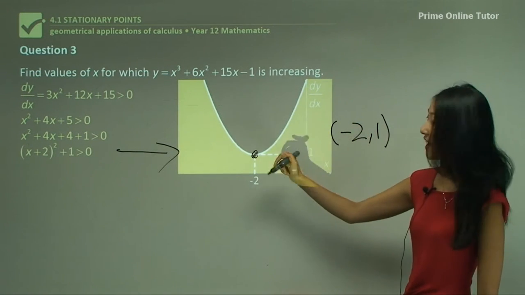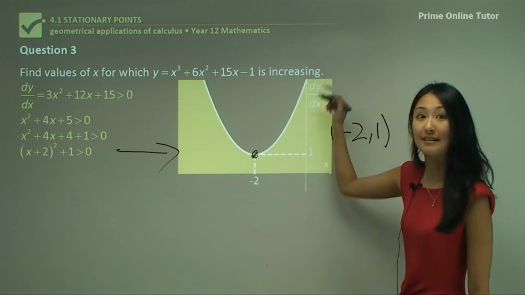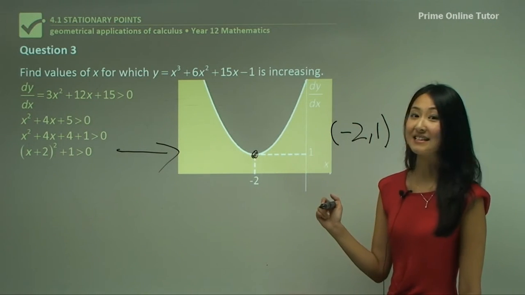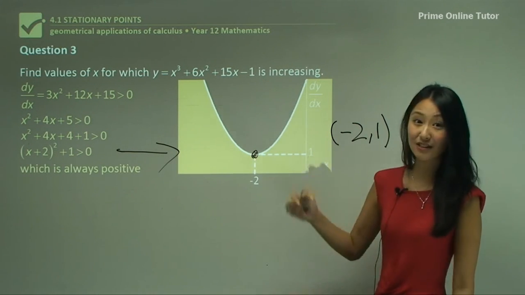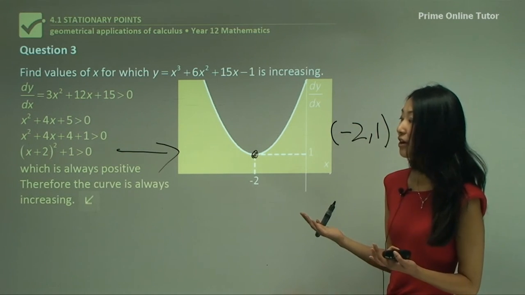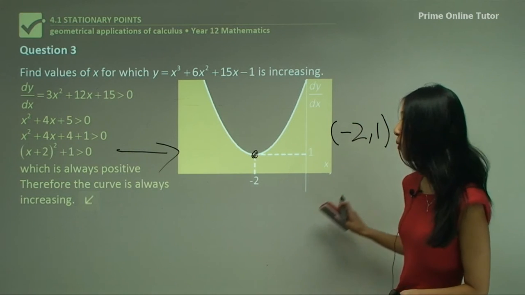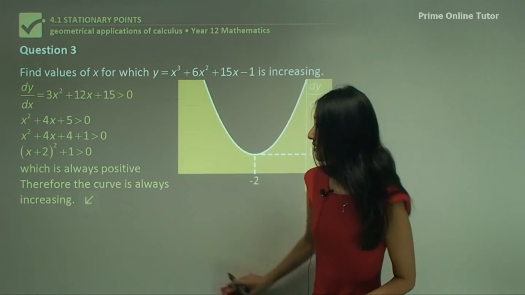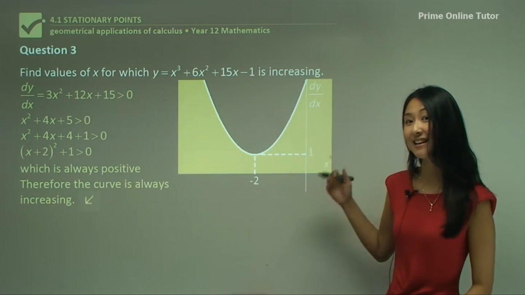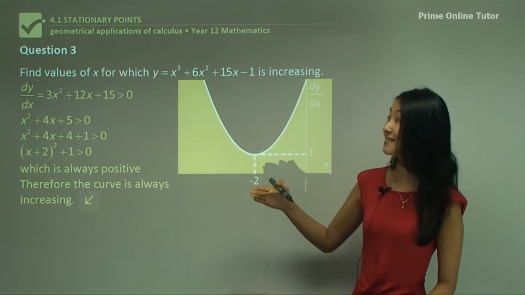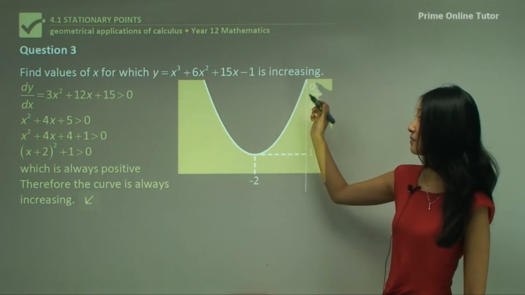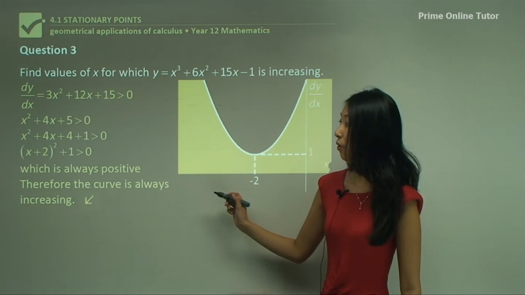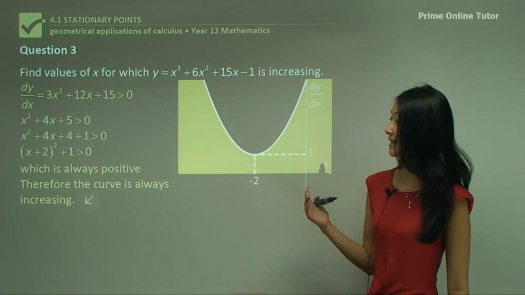Can you see that? Since the vertex is bigger than 0 and everything else is above the vertex, it means the entire graph itself is bigger than 0. So it's saying to us that it's always positive. Therefore, we say that the curve is always increasing. Because the vertex is above the x-axis, everything is positive. So our answer to what values of x make it increasing is all values of x. Or you can write, therefore the curve is always increasing.